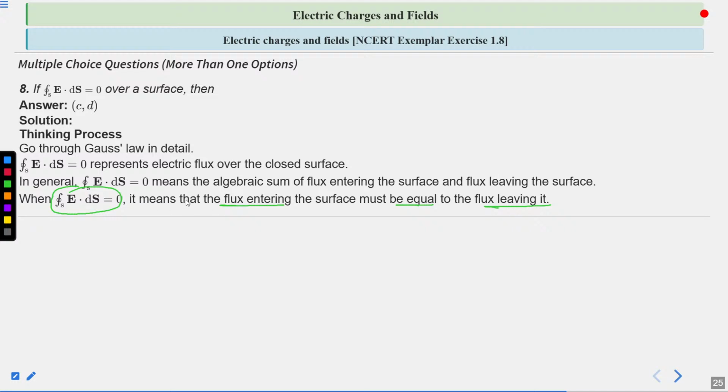So in that case, what will be the net flux? 0. Yes or no? Total number of entering flux lines and total number of leaving flux lines is equal.